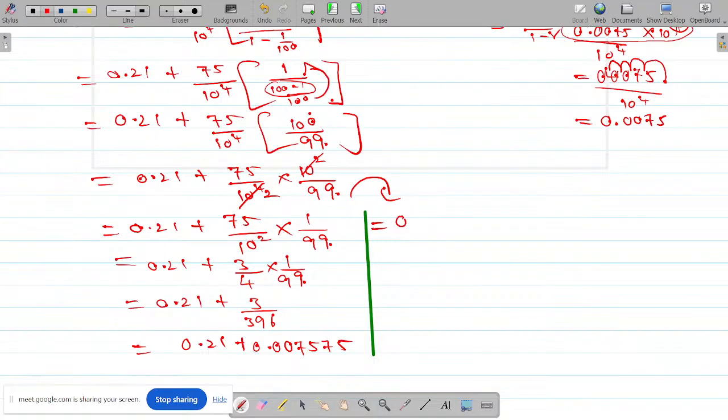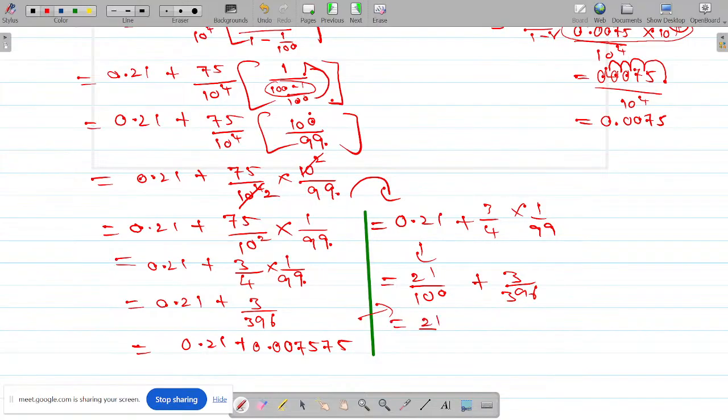What is 0.21? It is 21 divided by 100. And what is this value? 3 divided by 396. So this step here is 3 divided by 4 into 1 by 99, which is 3 divided by 396. Shall I write this as 21 divided by 100 plus 1 by 132? Normal division. Okay, so if I take LCM, please check, I'm getting the value 359 divided by 1650. You need not take the LCM, you'll get this only.